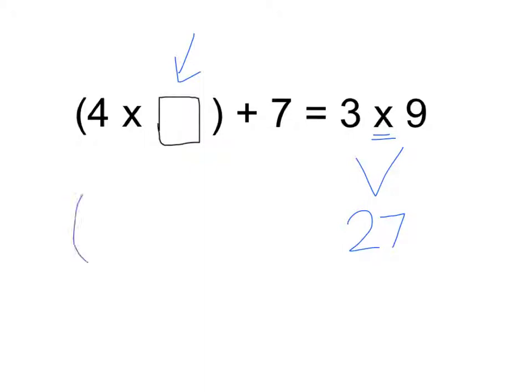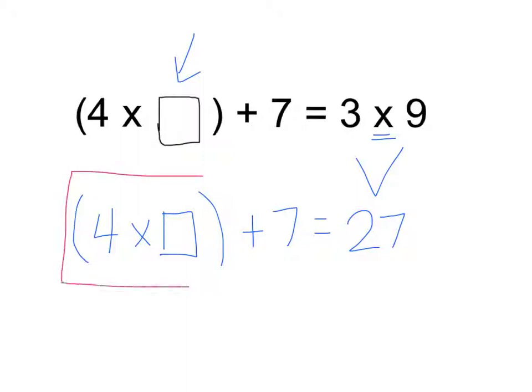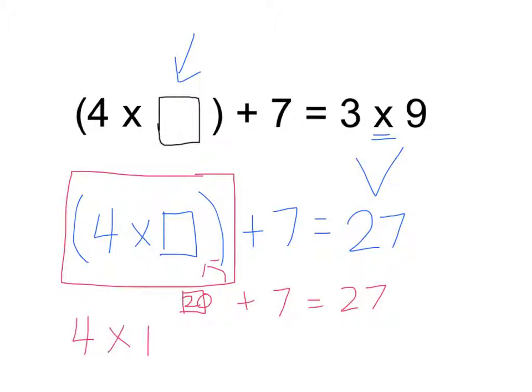Okay. Let's see. 4 times what plus 7 equals 27. Well, if I can look at this parentheses as a big what, that's going to help me out. So what plus 7 equals 27? Well, if I count from 7 on to 27, I get 20. So this big what equals 20. Now I can go back to my parentheses here. 4 times what equals 20?